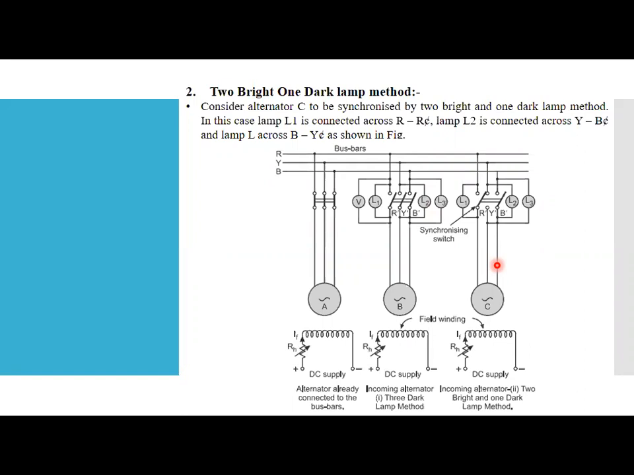my L1 will be dark, but L2 and L3 give the brightness. Okay, so that's why this method is known as the one dark, two bright method. There is also a three bright method. Then you can connect R with Y, Y with B, B with R. So all three lamps will be bright. Okay, but we are using this one only.